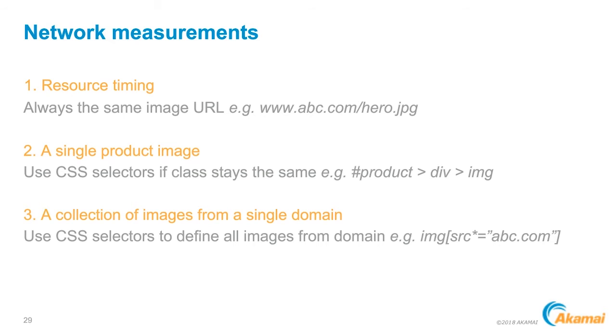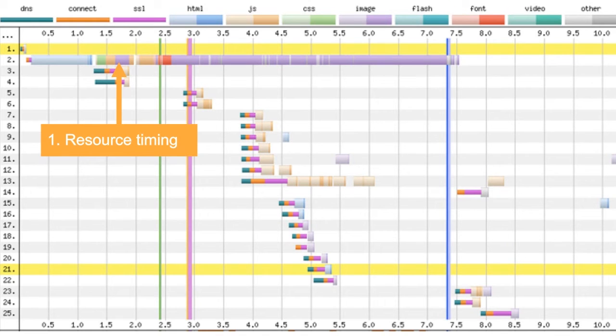Let's take a quick look at what this will look like in a waterfall. So with resource timing, we would be looking at the start and end time of a single image. This image displayed here around 1.5 seconds. Remember, this is just for one individual URL. By looking at CSS selectors, we can then open this up to a different class of image, whether it be a product image or a hero image. So same timing information, but a much wider scope.